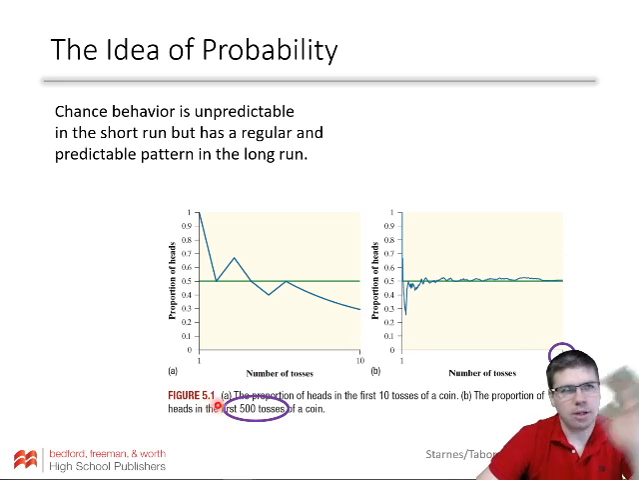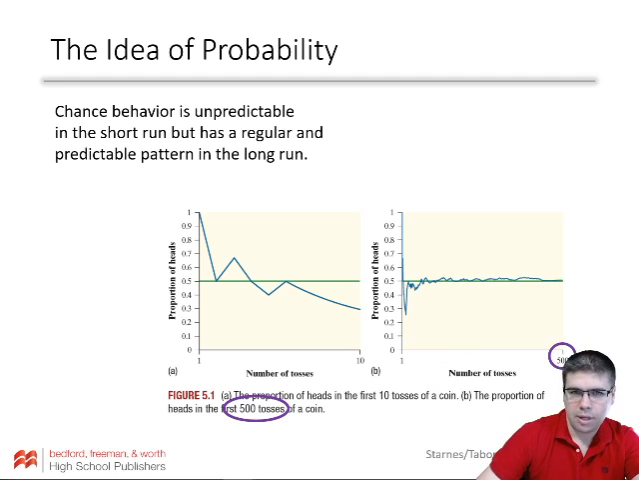Over the short run, it's unpredictable, and even if I start at that 500th flip, the next few are very unpredictable. But long term, over many flips, it ends up being very predictable. And this is for coins. We can do this for dice. We can do this for lots of things. But we can also do it for other things.